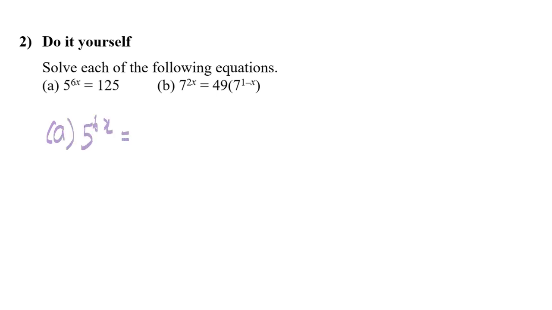Right, so if you were to use a calculator to help you, 5 to the power of 3 will give you 125. So therefore 6x will be equals to 3. So x will be 3 divided by 6 gives you half. So this is relatively easy. Right, so let's look at part B.